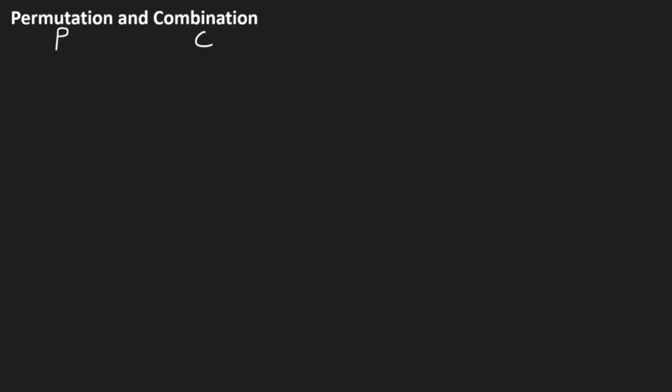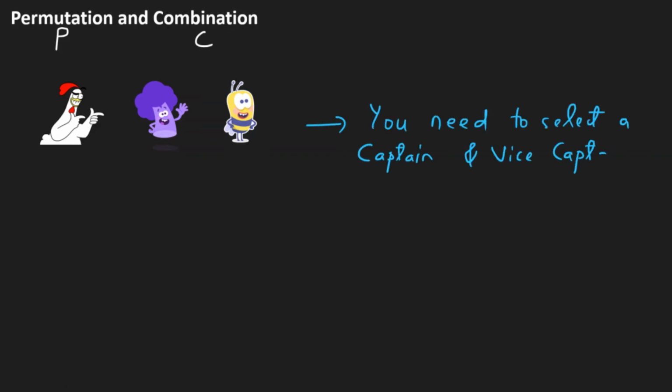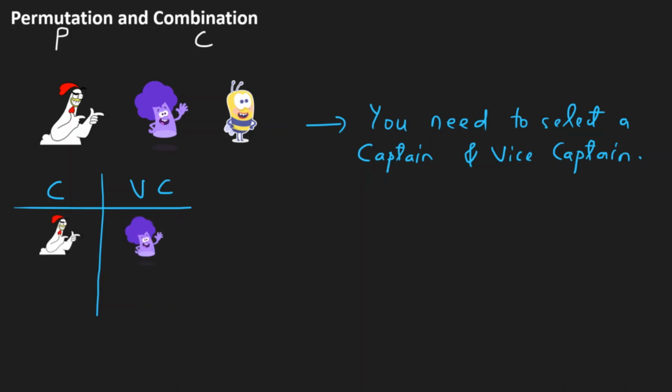Now let's take an example. I have 3 friends over here. That's hen, broccoli and bee. Now out of these 3 friends, you need to select a captain and a vice captain. Alright, let me mark the position for the captain and vice captain over here. Now in one particular way of doing this, I have hen as the captain and broccoli as the vice captain. In another way of doing this selection, I have broccoli as the captain and hen as the vice captain.